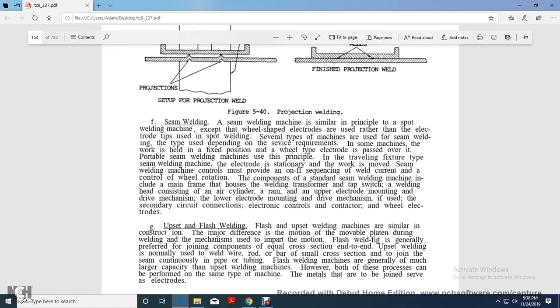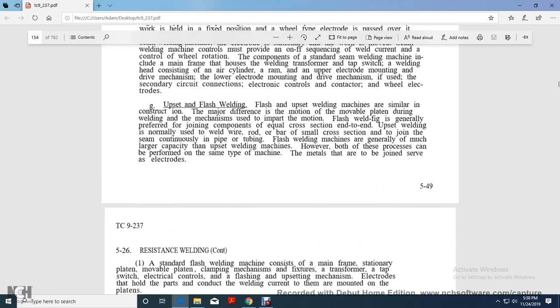The wheel rotation components of the standard seam welding machine include a main frame and the housing of the welding transformer, tap switch, a welding head consisting of the air cylinder, ram, upper electrode mounting, drive mechanism, lower electrode mounting, driver mechanism, secondary circuit connection, electrical control contactor, and wheel electrodes.